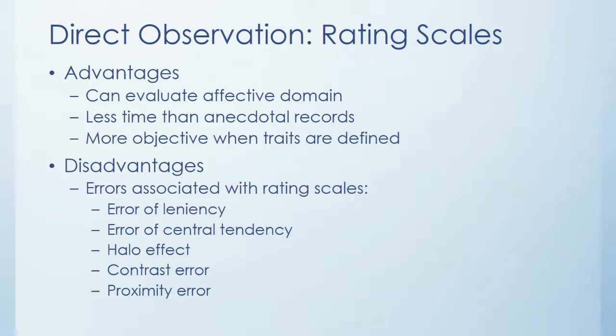Some advantages: you can use these to evaluate the affective domain. They take up less time than the anecdotal records. The first type of rating scale I showed you, with the individual traits listed out, takes more time to fill out, but it's less subjective. Whereas the rating scale with the numbers is faster to fill out, but there is more subjectivity in it. And they become more objective when the traits are defined. The disadvantages of rating scales are that there are some errors associated with them: error of leniency, central tendency, the halo effect, contrast error, and proximity error. We'll see the definitions of these on the next slide.